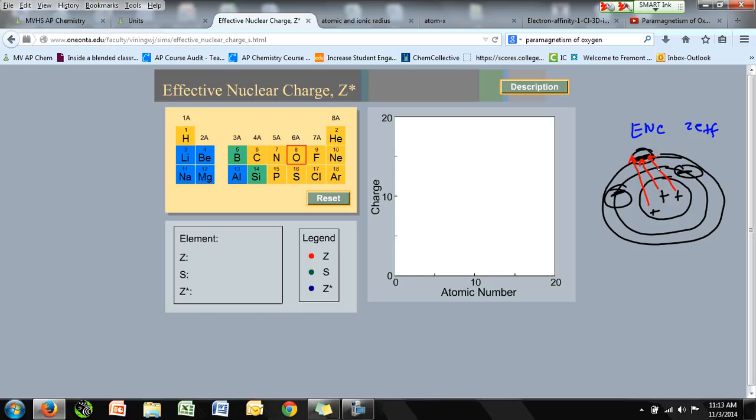The greater this force of attraction, due to Coulomb's law, the smaller the size, because this force of attraction will tend to pull in the electron cloud, making the atom smaller.